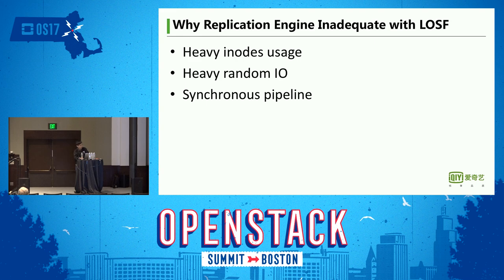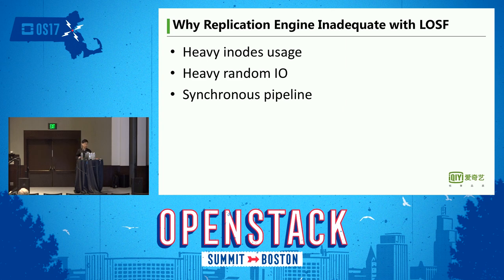From the diagram, it's easy to understand why replication is inadequate for small file storage. First, it requires heavy inode usage. As we know, every file or directory will occupy an inode. When the number of objects grows, it will be difficult for the operating system to cache the directory entries in memory. That will cause the performance to degrade badly.